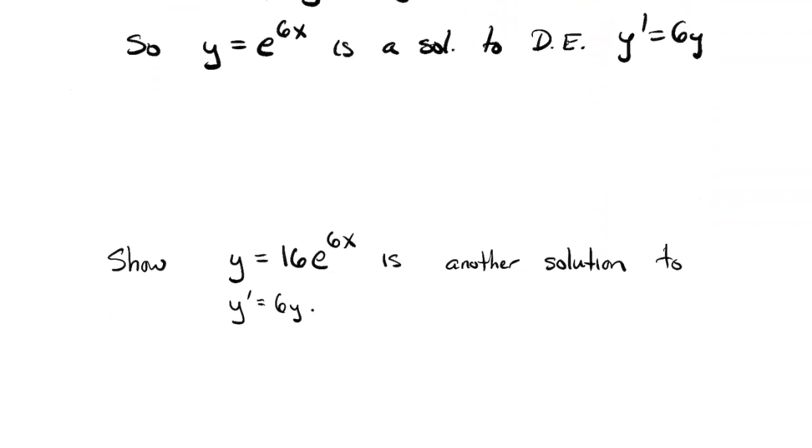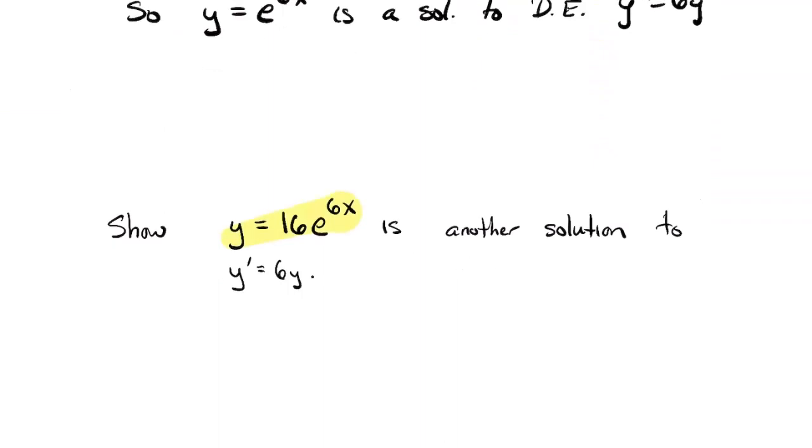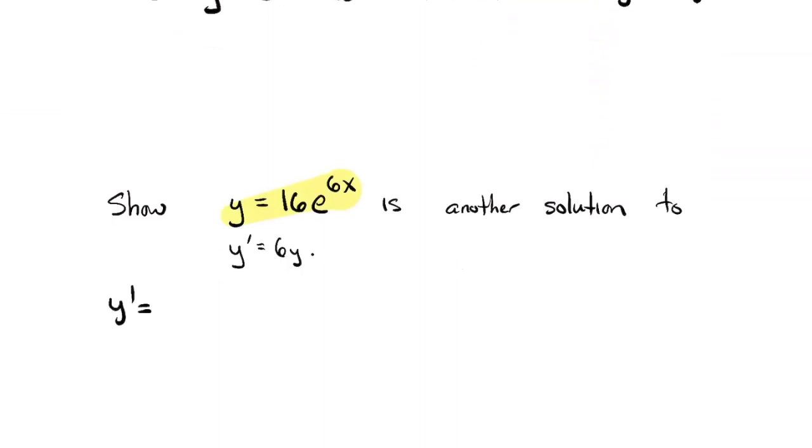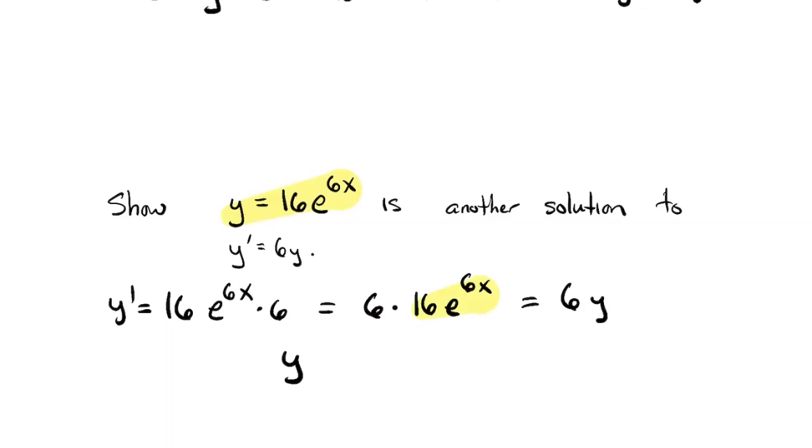Okay, let's continue. There's another solution. Solutions to differential equations aren't unique, in the sense that there's usually not just one function. I claim that 16 times e to the 6x is another solution. Let's just differentiate. The derivative is 16 times the derivative of e to the 6x, that's e to the 6x times 6, and I can write that as 6 times 16e to the 6x. And again, 16e to the 6x is exactly y. So that 16 didn't ruin it. At the end of the day, this function's derivative is 6 times its value.